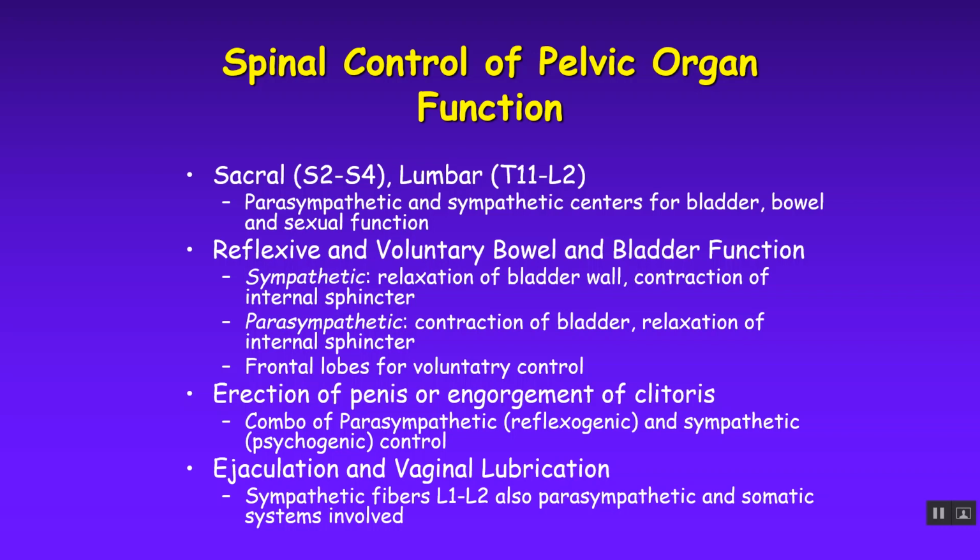So the reflexive and voluntary bowel and bladder functions. We have both reflexive and voluntary control of both our bowel and bladder. The sympathetic nervous system causes relaxation of the bladder wall and causes the internal sphincter to contract. So this allows you to store urine.